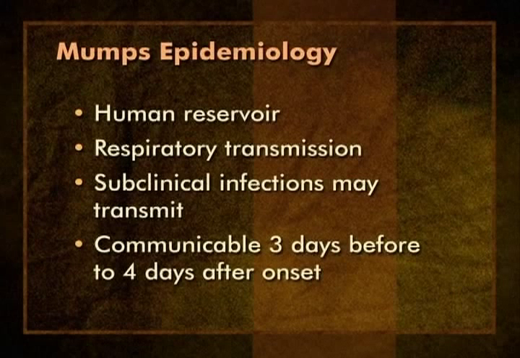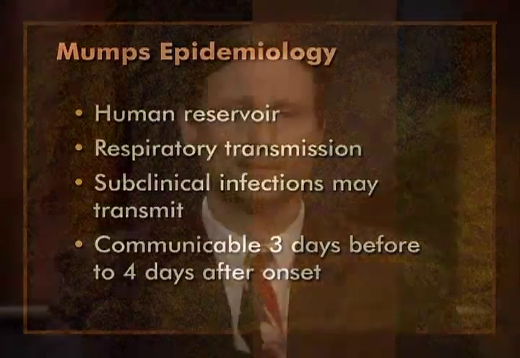Mumps is a human disease. The reservoir is persons with the acute illness. There is no carrier state or animal or insect vector. It is transmitted by respiratory droplets, and subclinical infections may transmit the virus to susceptible contacts. Mumps is communicable 3 days before to 4 days after onset.